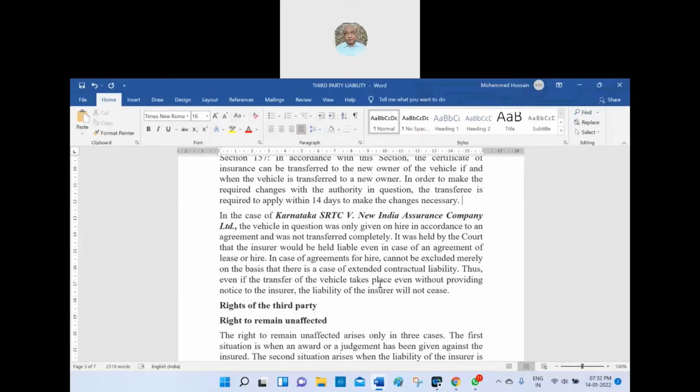So in the hire purchase, in accordance with an agreement, the vehicle was not transferred completely, because still it is in the name of the bank or the financial institution which gave the loan to you. Is it not? Yes, sir.